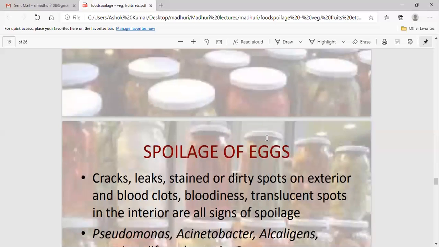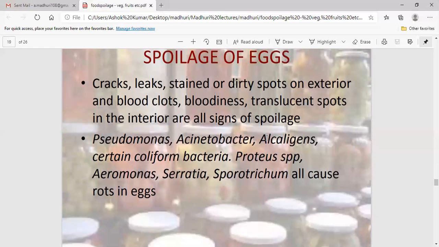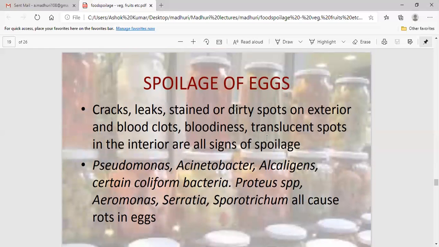Next is spoilage of eggs. Eggs will be protected by a strong outer coat. The shell will be there. So when can the eggs be spoiled? First condition is there should be some cracks or leaks or dirty spots on the exterior, and blood clots, bloodiness, translucent spots in the interior are signs of spoilage.